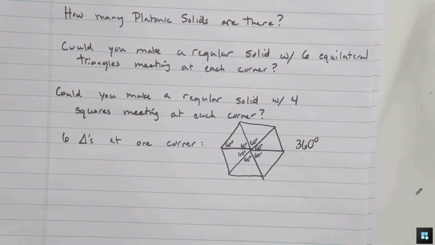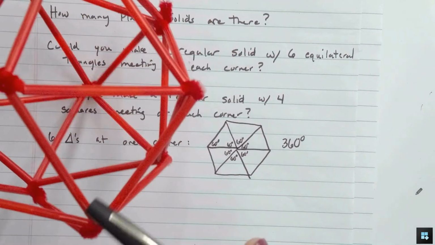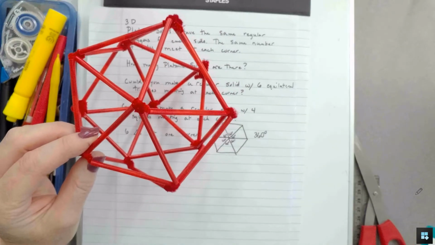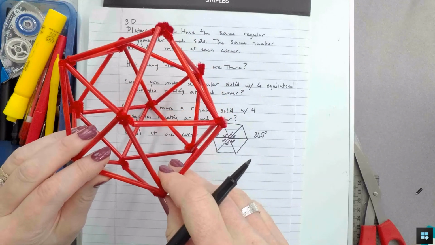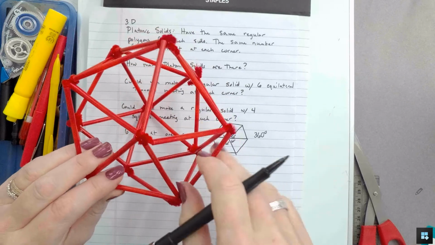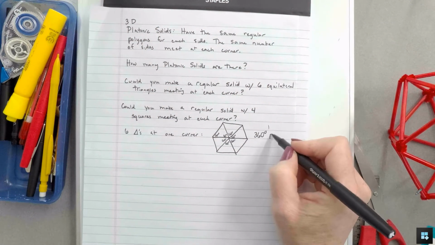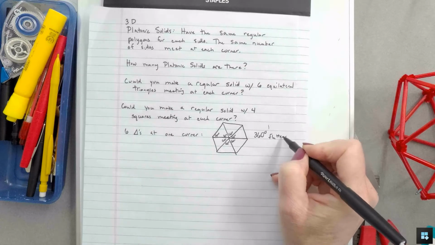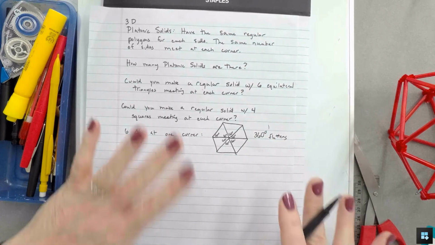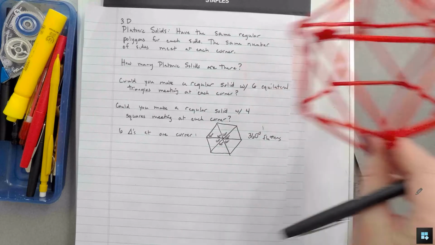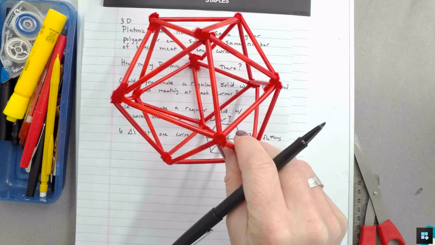360. So if I try to squeeze one more triangle in here, from five to six, to make a new shape, it flattens out. The 360 degrees flattens because they all would meet then in a plane. It makes the triangles become a plane instead of having this three-dimensional shape.